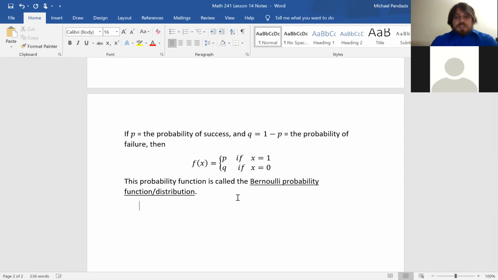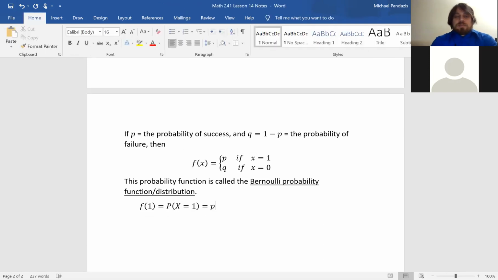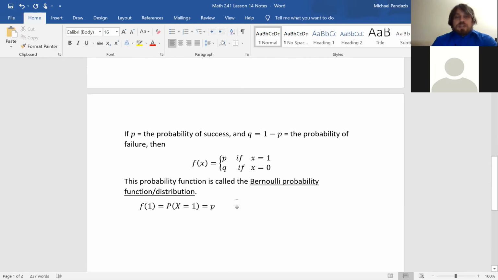Right, because this is what's happening here. f of 1 would be saying it's the probability that capital X is equal to 1. And so that probability is P. Because capital X is a random variable that takes on 1 when the trial is a success, and P is the probability of that success.